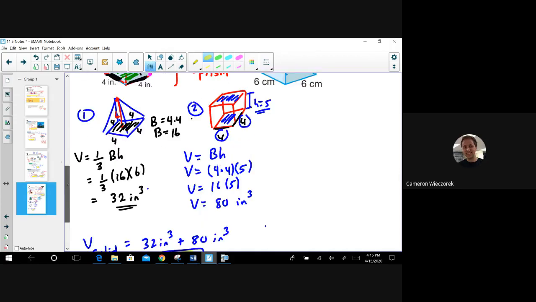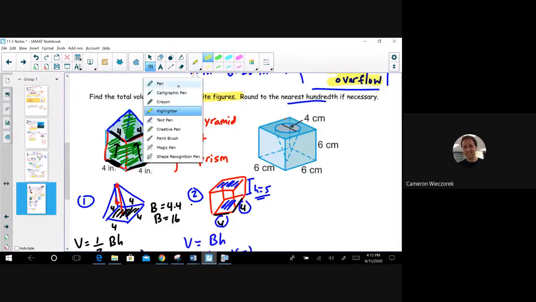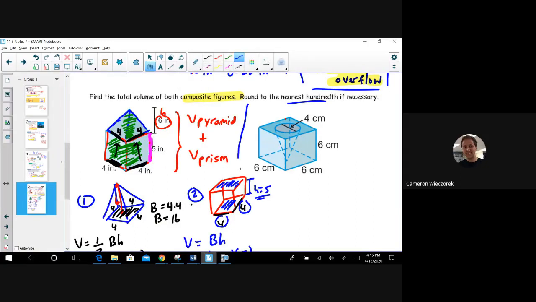The second one's a little bit different. At first glance, you might say, well, it just looks like a cube, right? It's got the same length, the same width, and the same height. But what you're going to notice is we actually cut a shape out of it. And what we cut out of it was a cone.